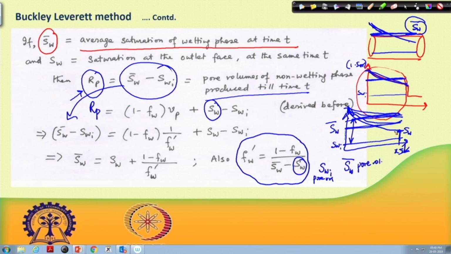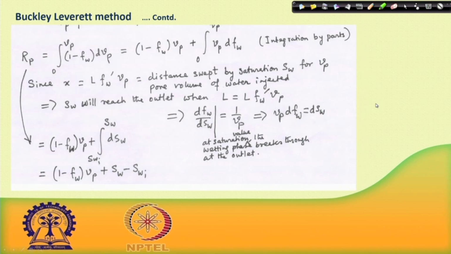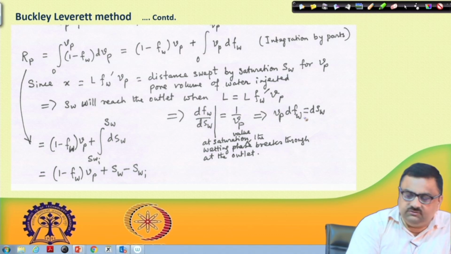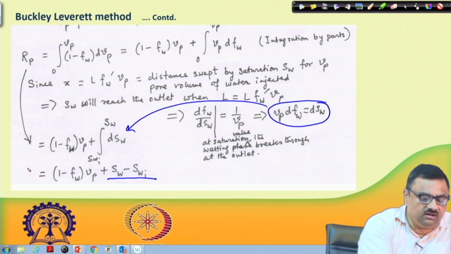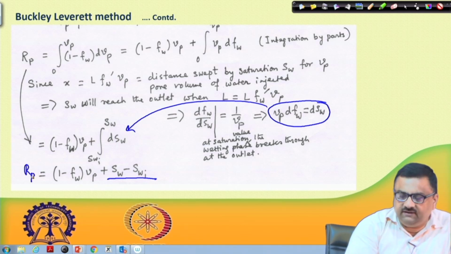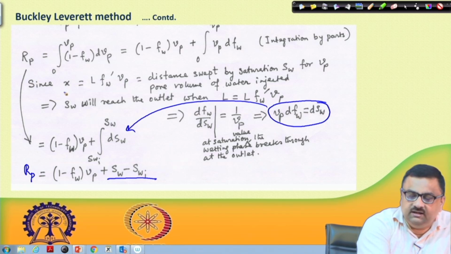If you look at the definition when we arrived at this expression for RP in the earlier slide, there we had used this part Vp dFW equal to dSW, and that is why we have this SW minus SWI for RP. And how do we arrive at this Vp dFW dSW? That we arrived at by writing x equal to L. Why am I writing x equal to L?